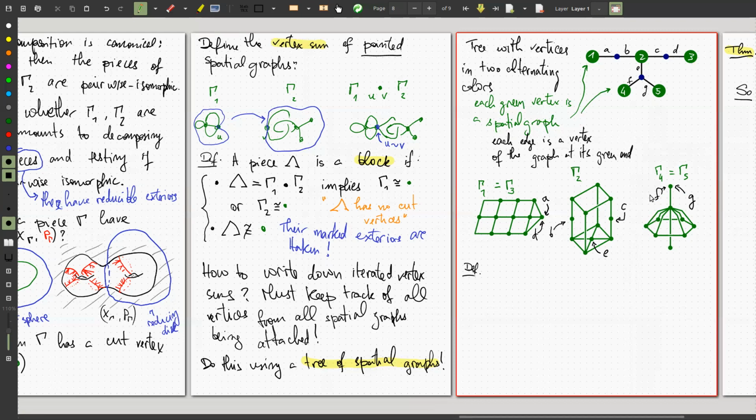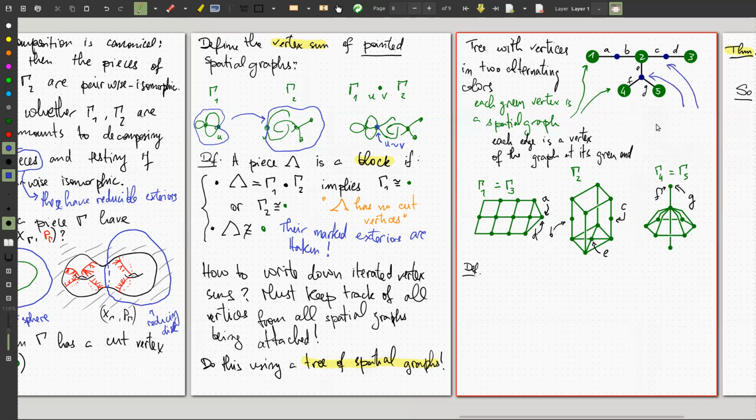Yes, okay, so what I presented you so far is the data of what we call a tree of spatial graphs, and from all this data, you should be able to assemble a new spatial graph. But what I haven't commented on yet is what about the blue vertices? And well, blue rhymes with glue.